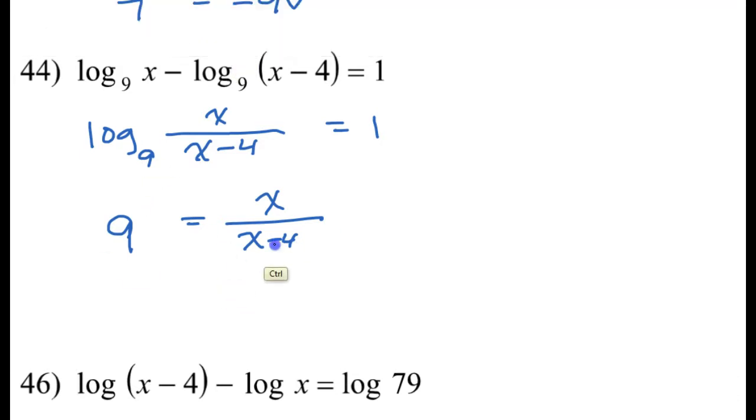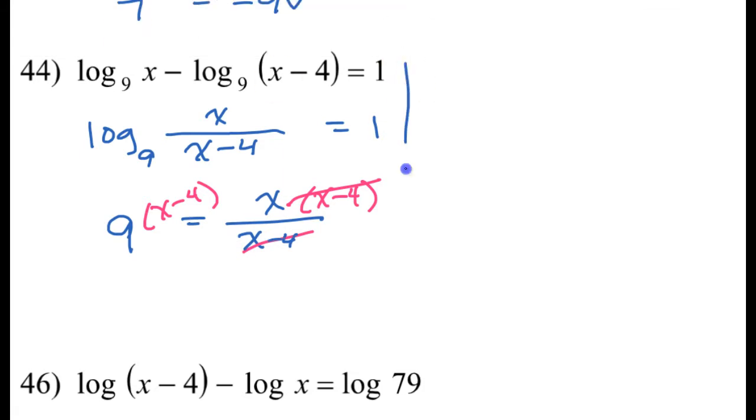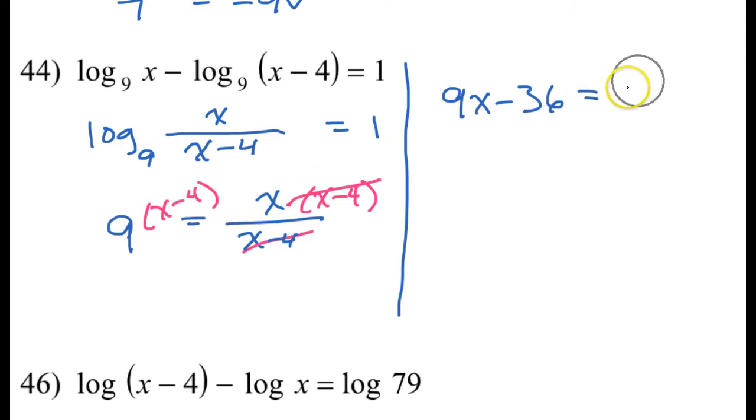So it's just a matter of solving this equation. So I would go ahead and multiply both sides by x minus 4, to cancel out the denominator. So the x minus 4's cancel out. So now I have 9 times x minus 4, which is 9x minus 36, is equal to x.